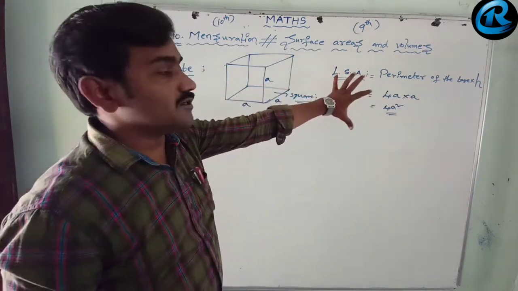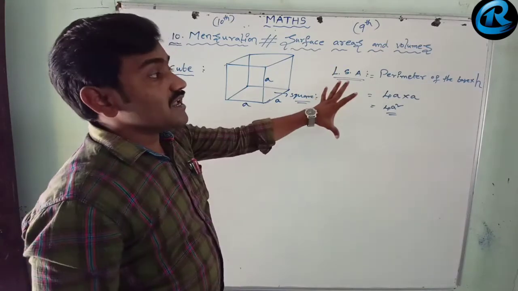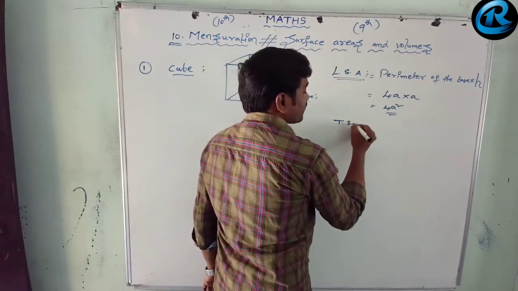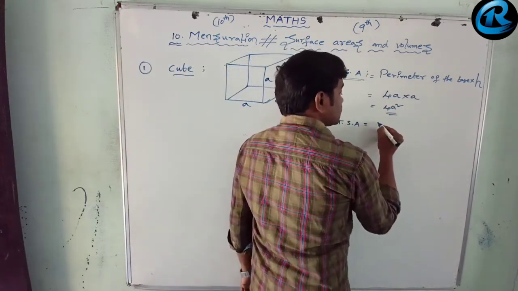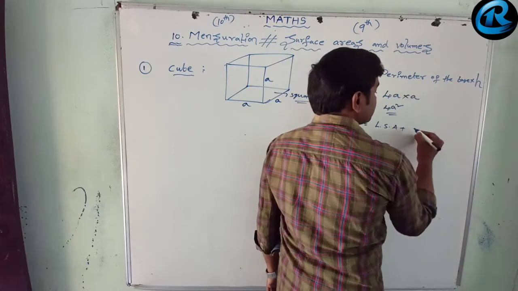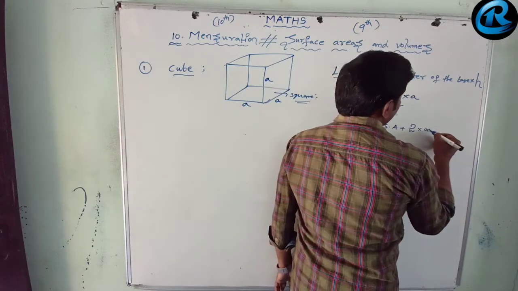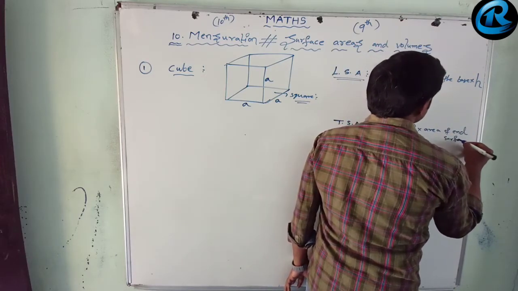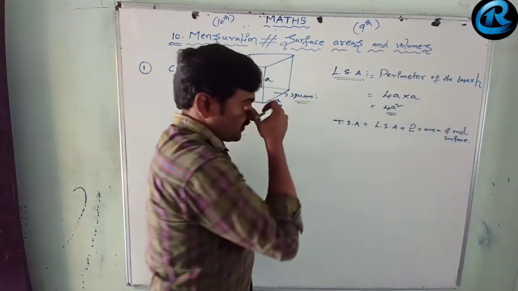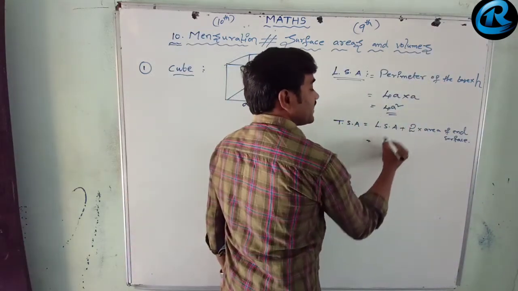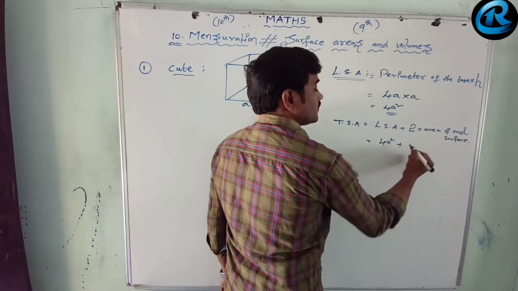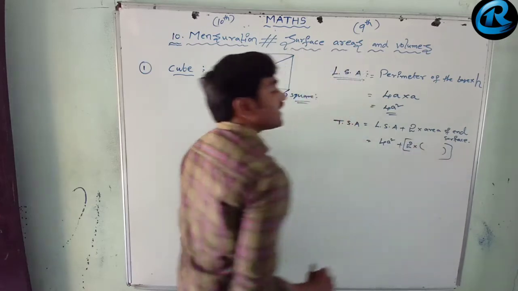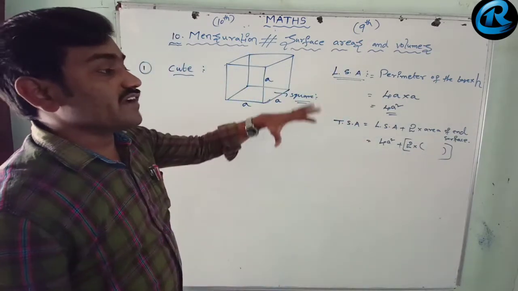That formula will help us find the other formulas. Lateral surface area of a cube is 4a square. Then the total surface area equals what? As I told, lateral surface area plus 2 into the area of the end surfaces. The lateral surface area we already got is 4a square, plus 2 into the area of the end surface.